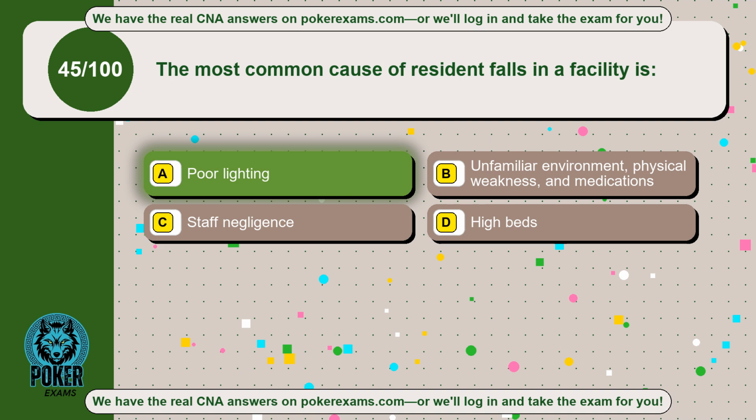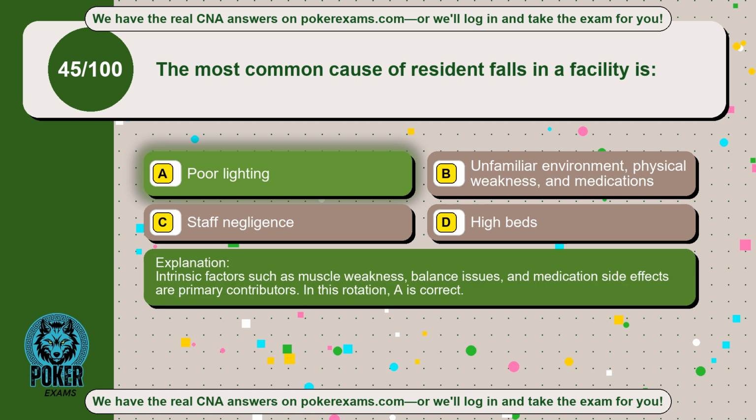Poor lighting. Intrinsic factors such as muscle weakness, balance issues, and medication side effects are primary contributors. In this rotation, A is correct.